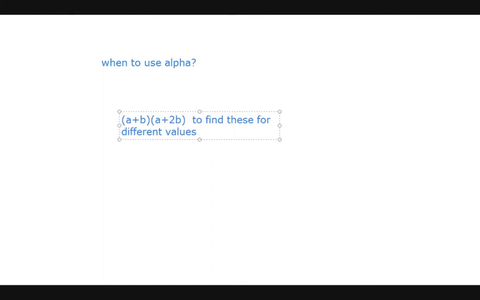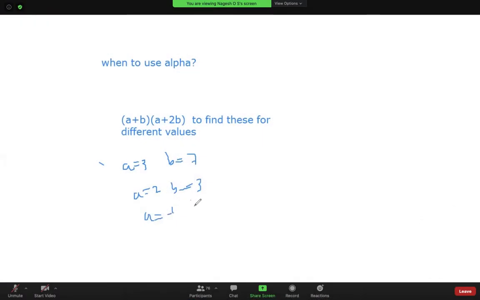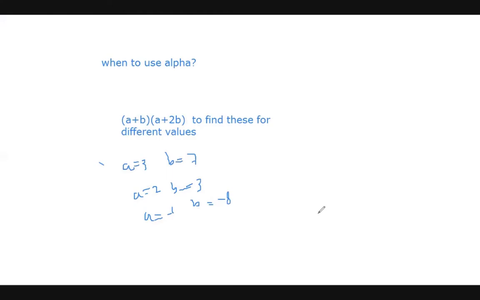For example, what is the value of this when a equal to 3, b equal to 7? What is the value of this when a equal to 2, b equal to 3? Or what is the value of this when a equal to -1 or b equal to plus minus 8? Means what we are doing here is we are treating this as a formula. We are just substituting the values.